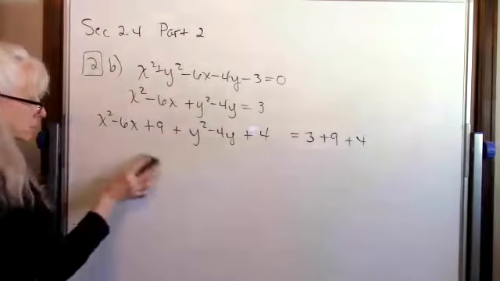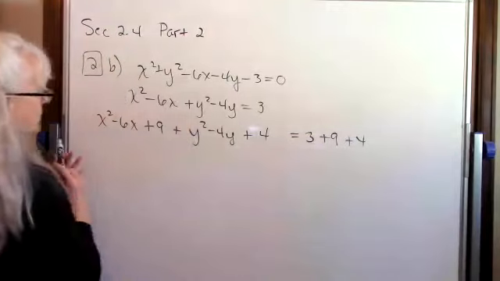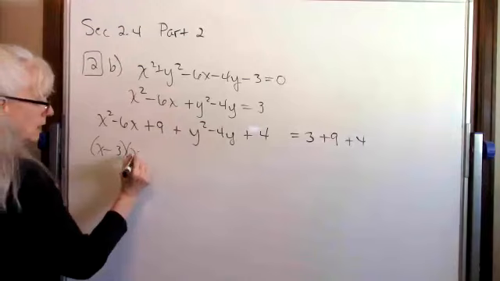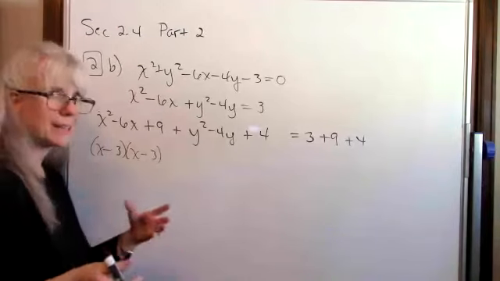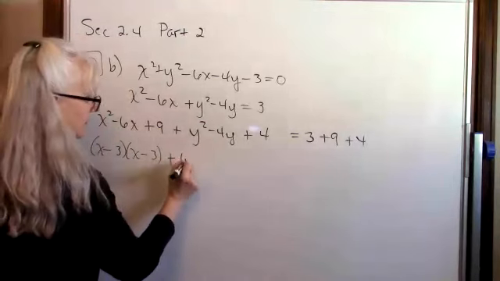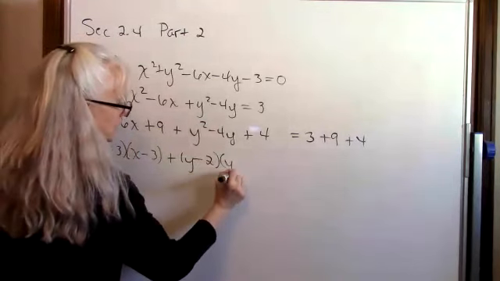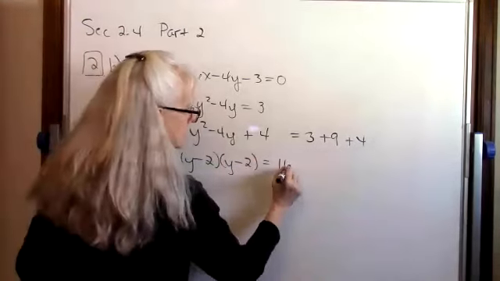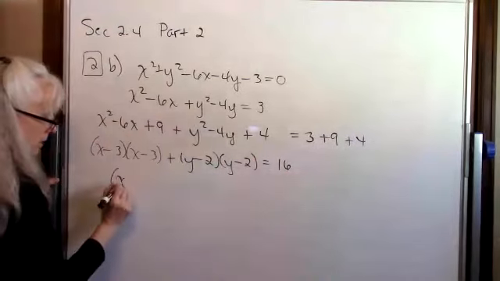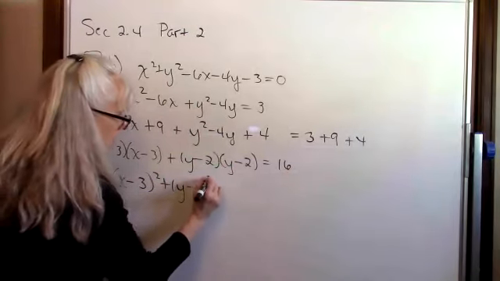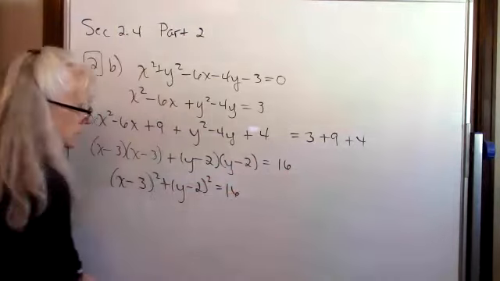Now we can factor. When we factor, this factors into x minus 3 and x minus 3. Again, they are perfect squares because you completed the square to ensure the perfect square. Kind of nice. y minus 2, y minus 2. Over on the other side, 3 plus 9 plus 4 is 16. We're almost there. We have x minus 3 quantity squared plus y minus 2 quantity squared is equal to 16.